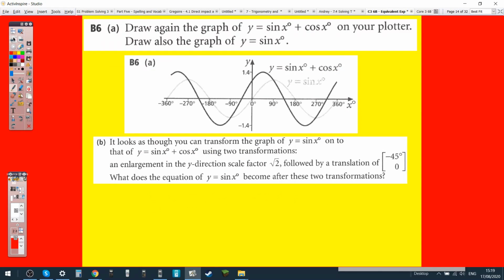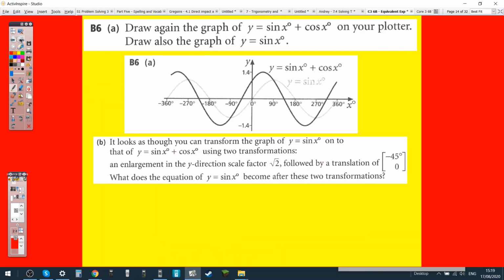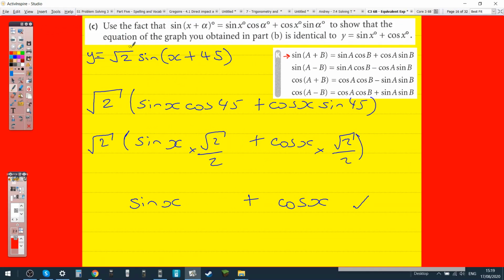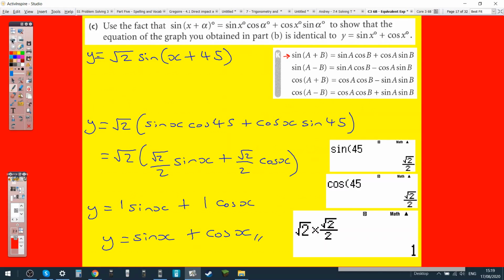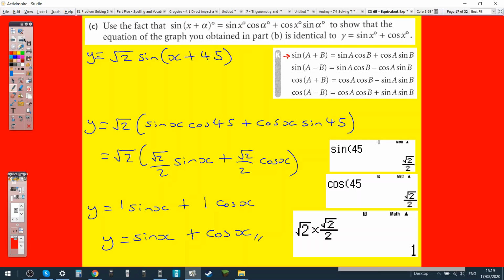If I go back to here, we started with y equals sine x plus cos x. It has been moved 45 to the left. And so that is like sine x plus 45. The Pythagoras is root 2. And so what that shows you is that root 2 sine x plus 45 is another way of writing sine x plus cos x. That's all good.